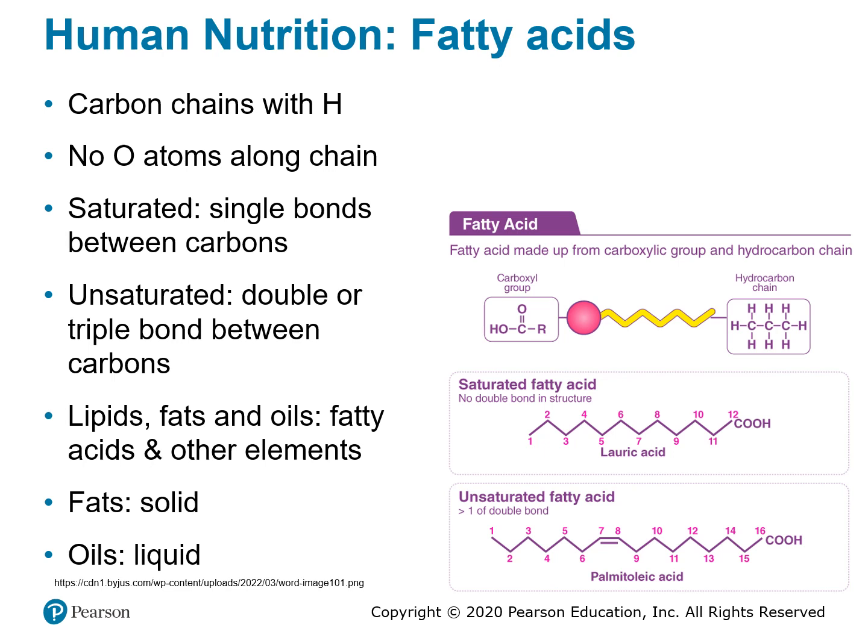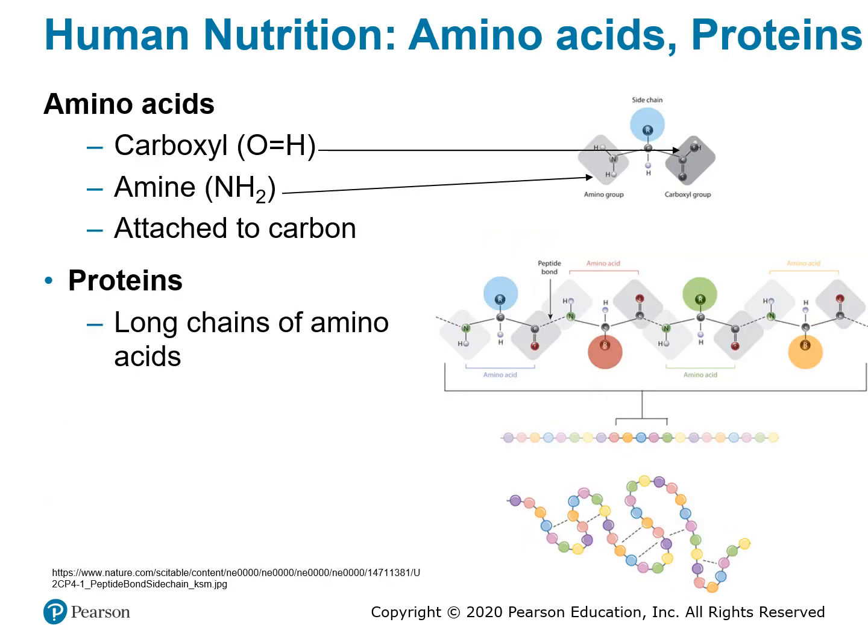And so lipids, fats, and oils are just made up of fatty acids and other elements. The exact makeup of each determines its characteristics. In general, fats are solid at room temperature and oils are liquid at room temperature. Amino acids are made from carboxyl and amines, both attached to carbon molecules, together with side chains of other elements. The side chains give the amino acid its characteristics. And proteins are just very long and complex chains of amino acids.